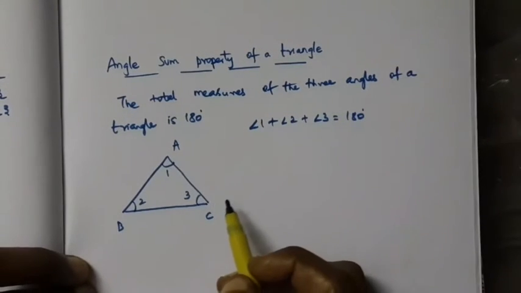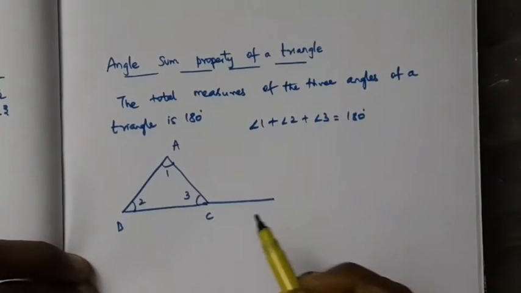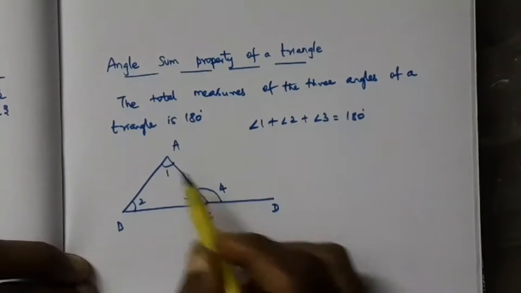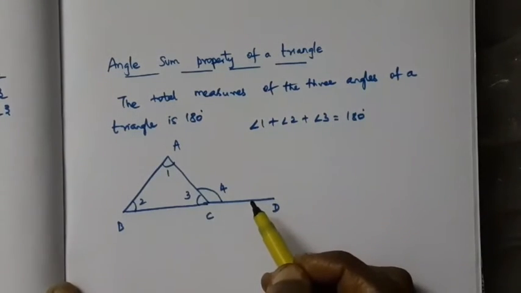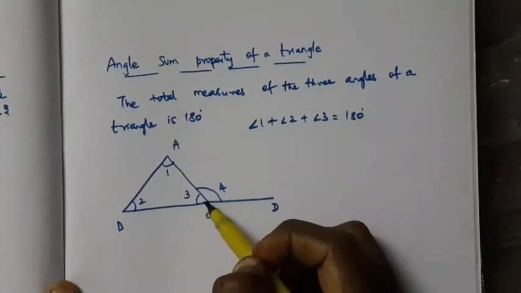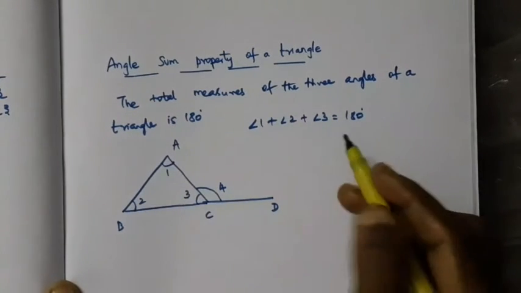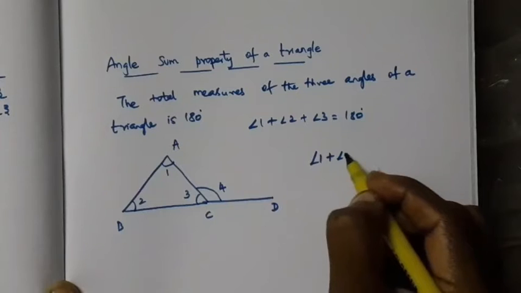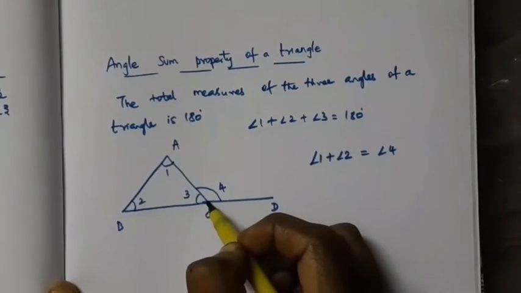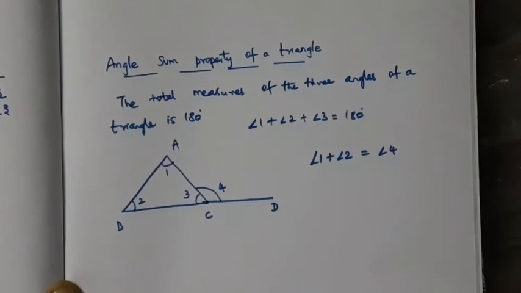Now I am going to prove this. I will draw an exterior angle here and mark this as 4. This angle ACD is an exterior angle. You know that this exterior angle is equal to the sum of its interior opposite angles. So angle 1 plus angle 2 is equal to angle 4. Angle 4 is the exterior angle, equal to angle 1 plus angle 2. If you have any doubt, you can watch the previous video.